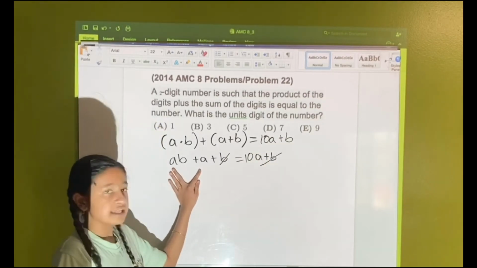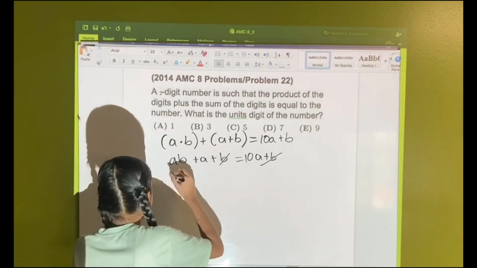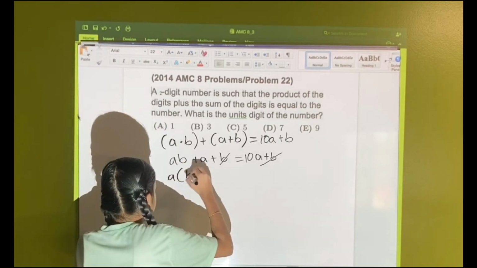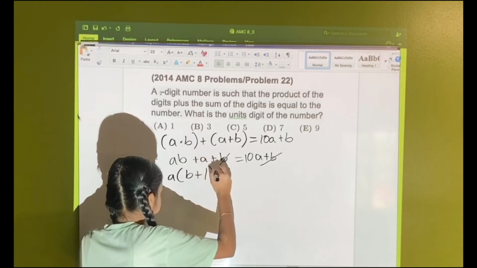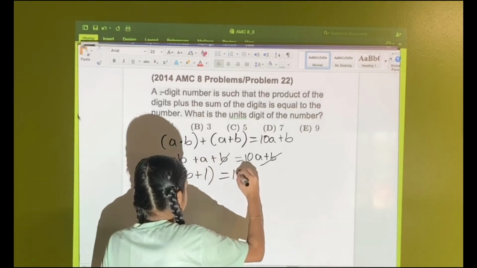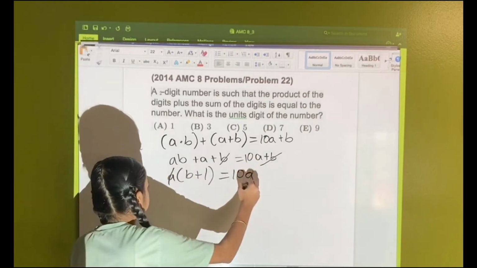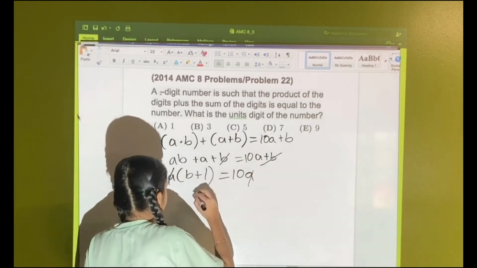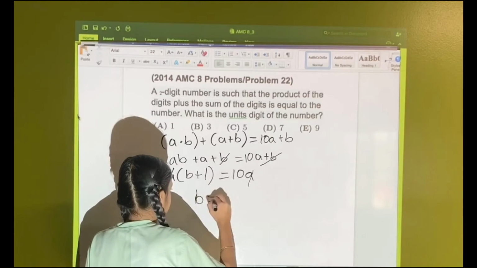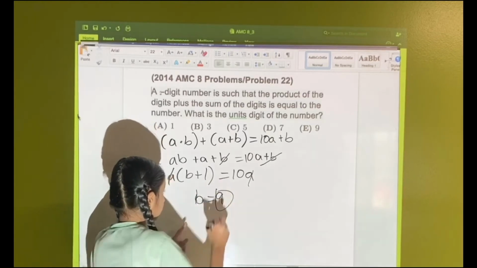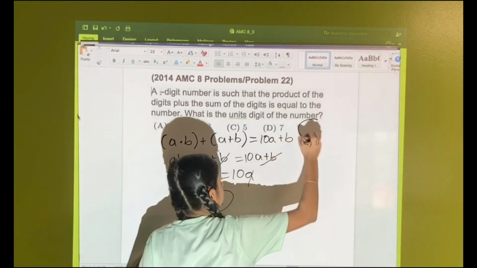Now we can write this as a distributed A times (B plus 1), because there's 2 terms, equals 10A. You can divide both sides by A. So there we go. So B plus 1 is equal to 10. That means B is equal to 9. And that's our answer because B is our units digit. E.